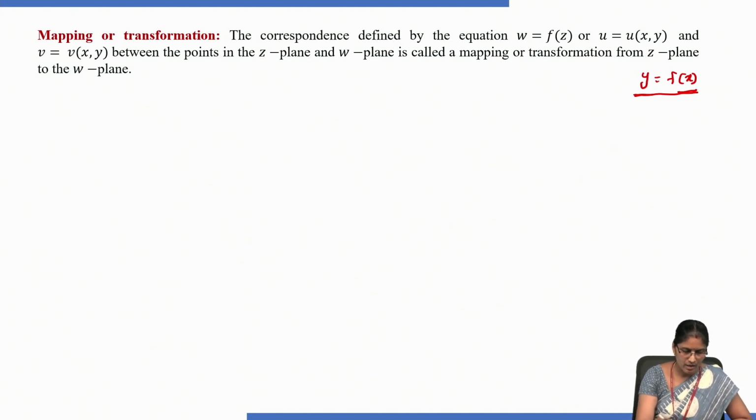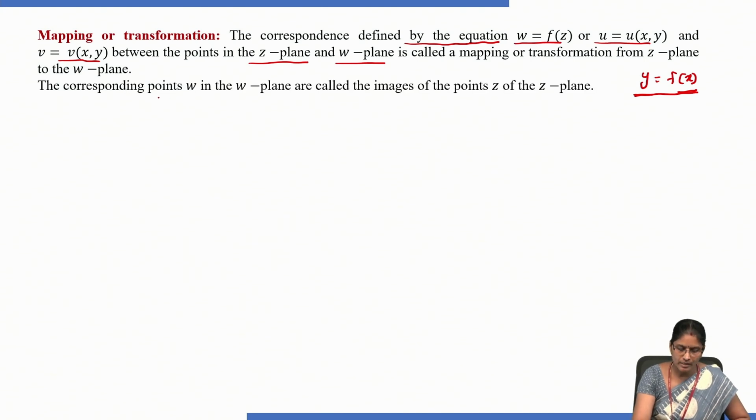of complex variable z, a convenient graphical representation is not possible because z and w are two different planes to represent them. The correspondence defined by the equation w is equal to f of z, where u and v are functions of x and y between the points in z plane and w plane, is called a mapping or transformation from z plane to w plane. Here the corresponding points w in the w plane are called the images of the points z of the z plane. Next we discuss the definition of conformal mapping.